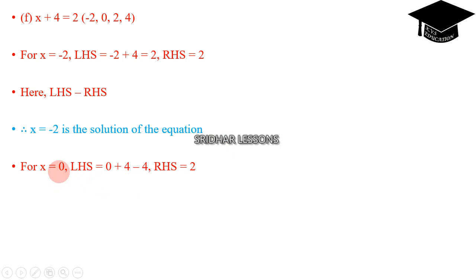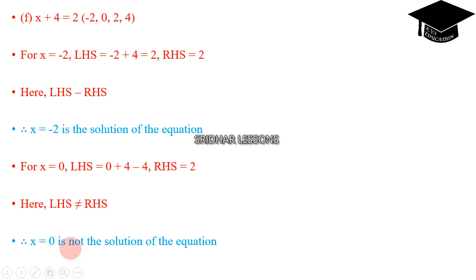Next value, for x equals 0, LHS is equal to 0 plus 4. So the result is 4, but RHS is equal to 2. So LHS is not equal to RHS. Therefore, x equals 0 is not the solution of the equation.